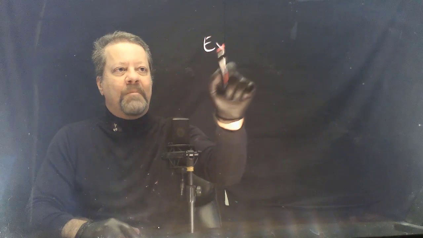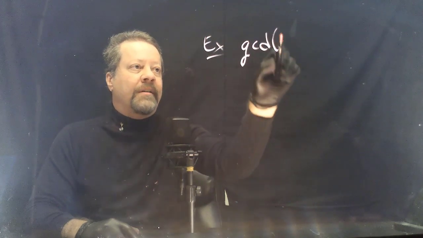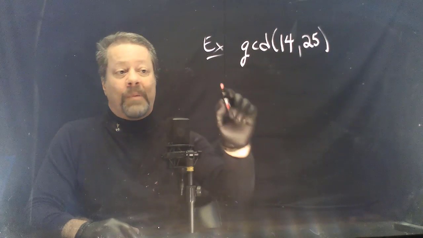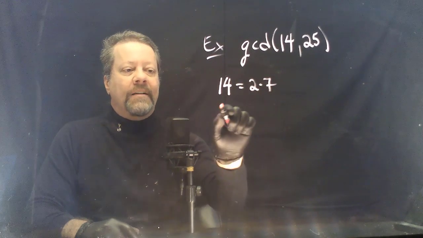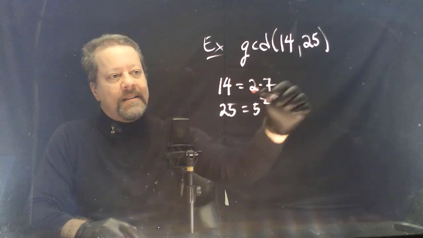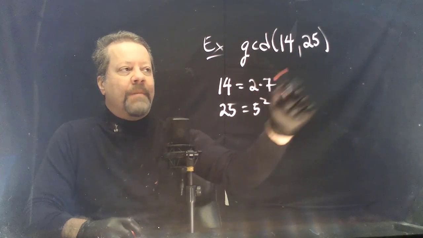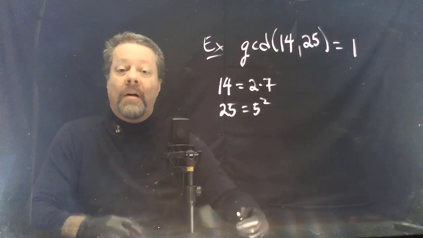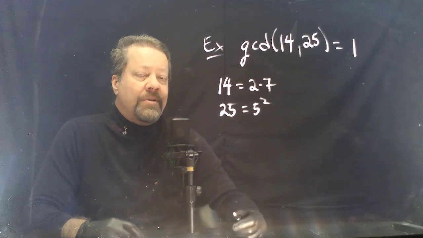As an example, consider the greatest common divisor of 14 and 25. Well, the prime decomposition of 14 is 2 times 7, and the prime decomposition of 25 is 5 squared. Since these prime decompositions share no primes in common, the greatest common divisor will be 1, and these two numbers are relatively prime even though neither of those two numbers is prime.